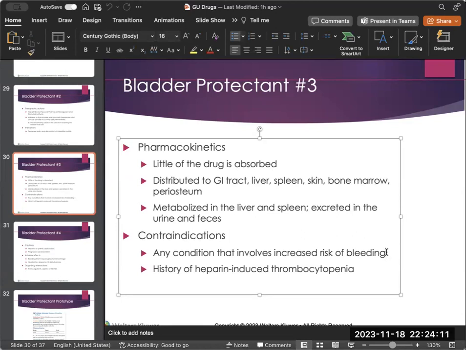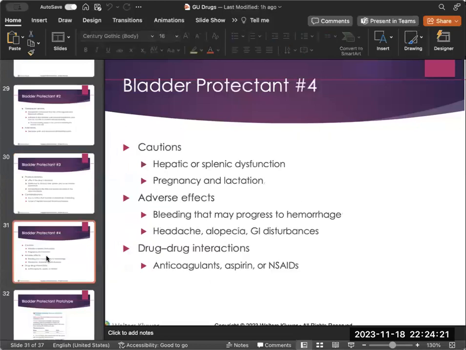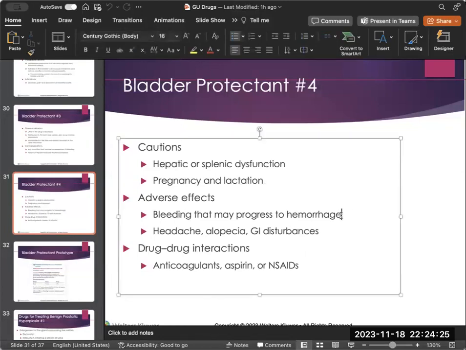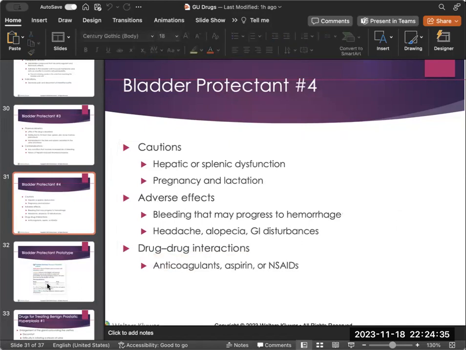Contraindications: history of heparin-induced thrombocytopenia, a low platelet count. Once again, bleeding precautions, bleeding precautions, bleeding precautions. That's the most important point that I want you to take away from that. It's a bladder protectant, but it causes increased risk of bleeding, okay? So remember, bleeding can lead to hemorrhage, so we have to be very, very careful with that, okay? Drugs: no anticoagulants, aspirins, or NSAIDs, those are going to increase the risk of bleeding, okay?